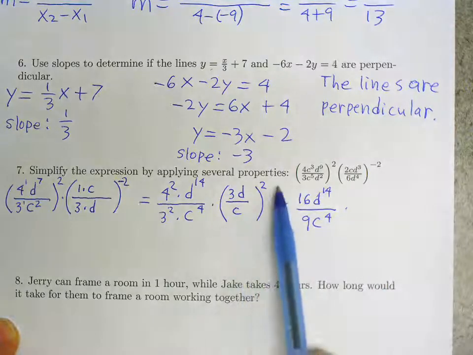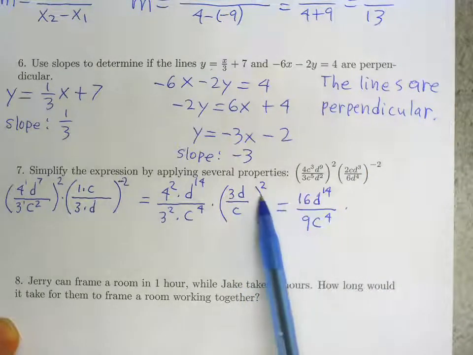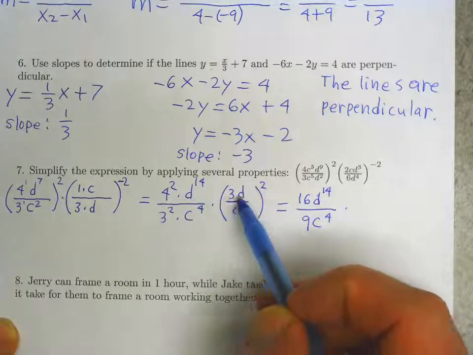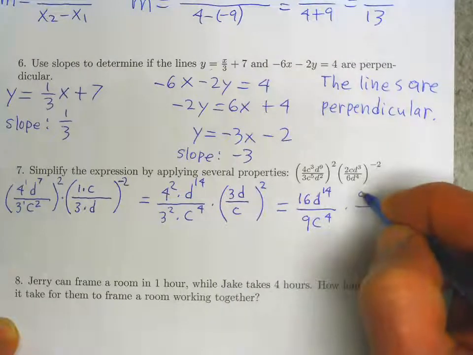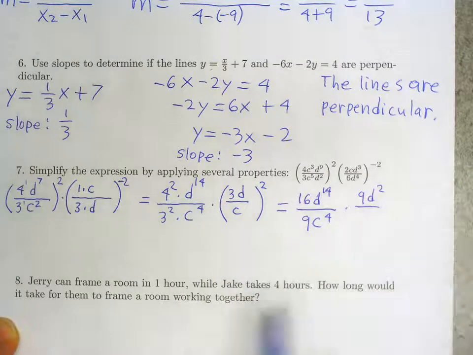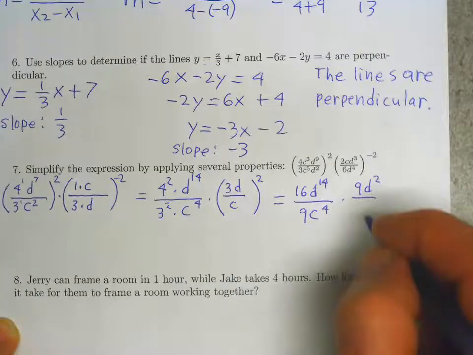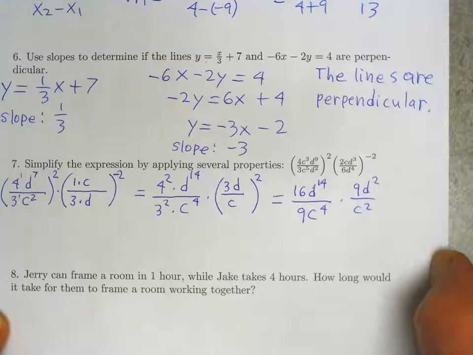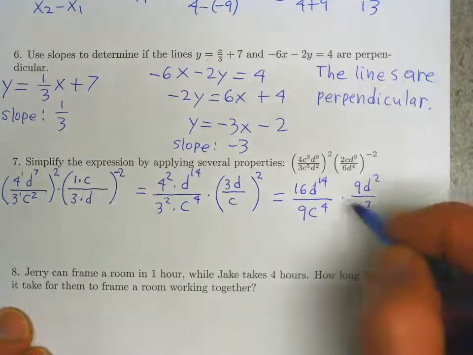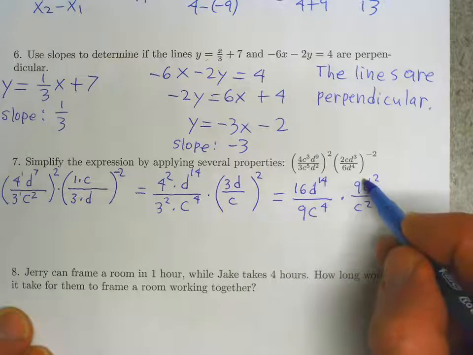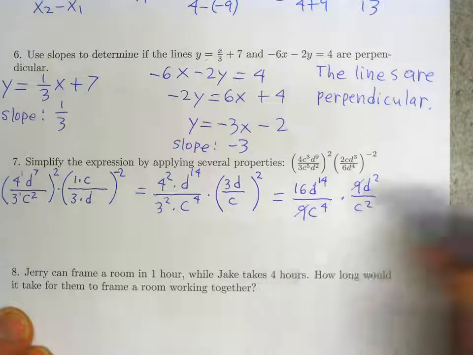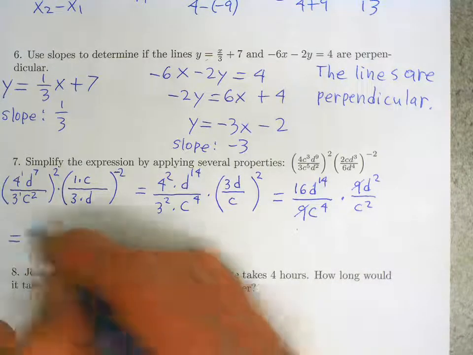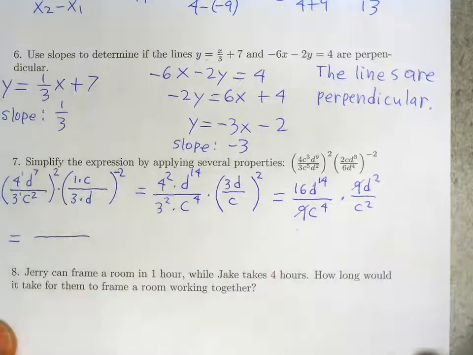And now we'll apply the outer exponent 2. In other words, we're just going to square the quotient. When you square 3d in the numerator, we get 9d to the second. And when we square c, we get c to the second in the denominator. Okay, notice in this product, we have a factor of 9 in the numerator that cancels with this factor of 9 in the denominator.